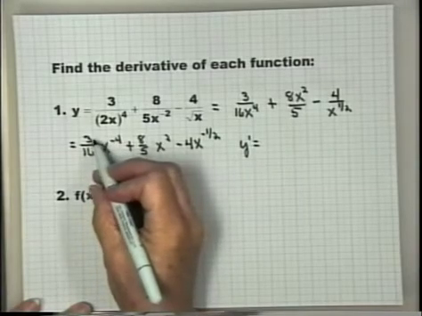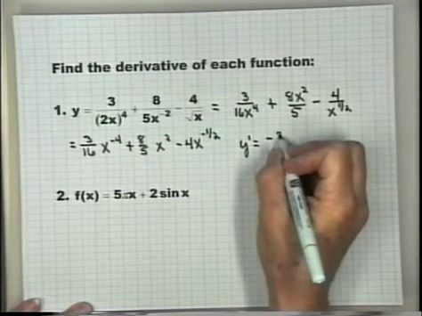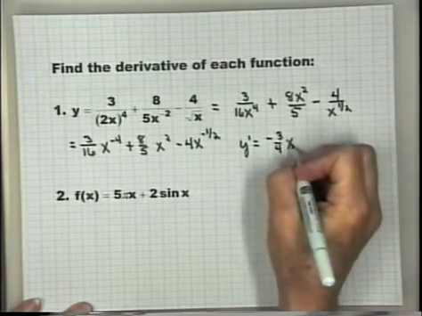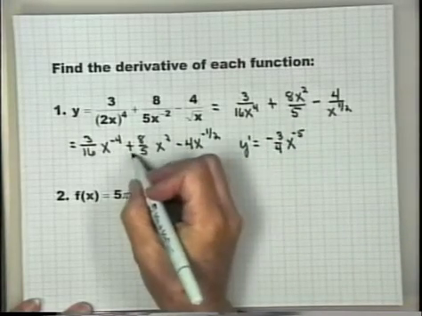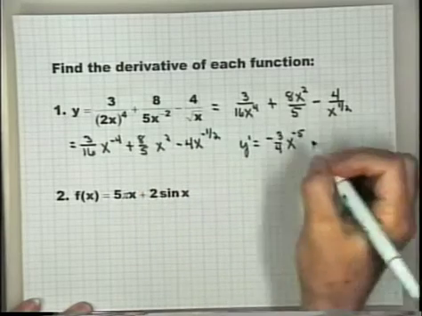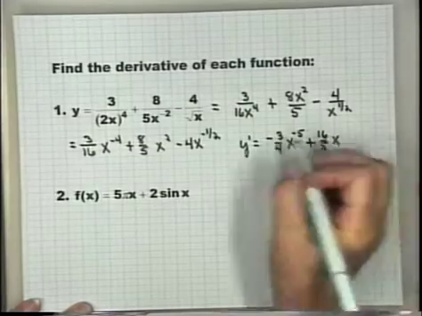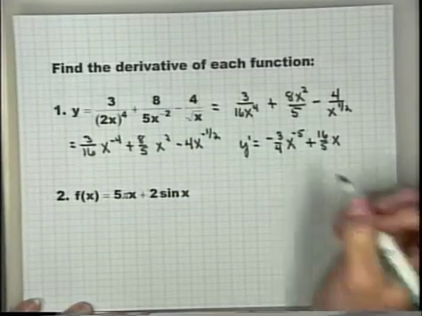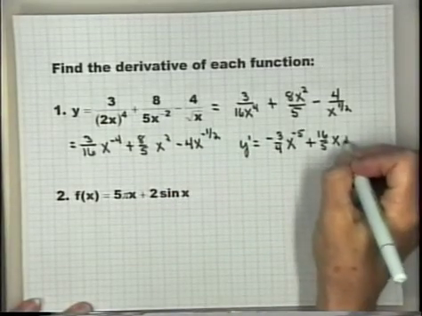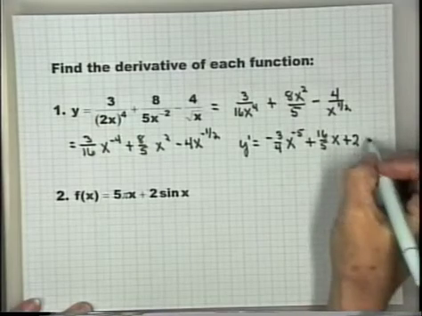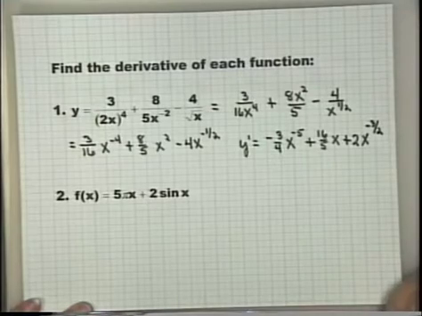Constant times this, so we'll bring that exponent down. Negative 4 times 3/16 is going to give me a negative 3/4. Write your x, subtract 1 from that exponent, you get negative 5. Plus, 2 is going to come down. 2 times 8/5 is 16/5. Subtract 1 and you get x to the 1st power. When you bring this negative exponent down, it's going to multiply times that negative 4, make a positive 2. x, subtract 1 from negative 1/2, you get negative 3/2.